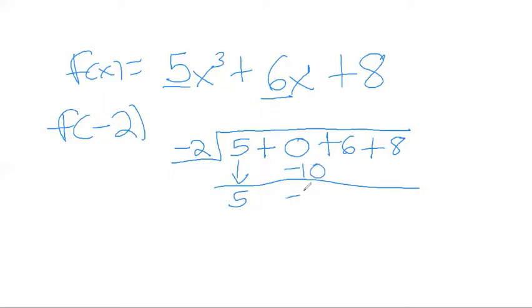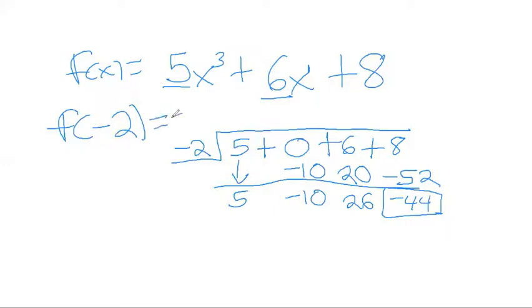And that's it. So now I bring down the 5. Negative 2 times 5 is negative 10. 0 minus 10 is negative 10. Negative 2 times negative 10 is 20. And 6 plus 20 is 26. And negative 2 times 26 is negative 52. 8 minus 52 is negative 44.